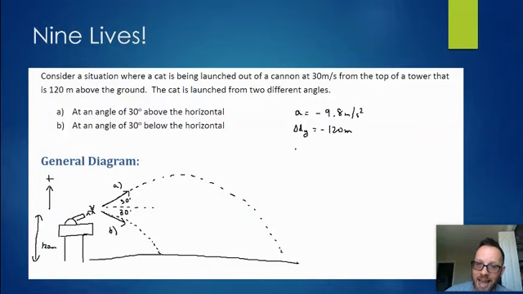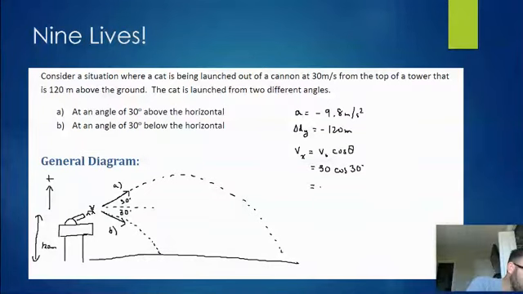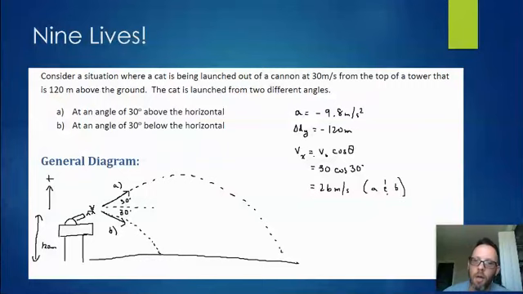For parts A and B, our Vx is going to be equal to V naught times the cosine of the angle. So that's 30 meters per second times the cosine of 30 degrees. If we just do 30 times cos 30, we get basically 26 meters per second. And again, that's for A and B. Let's just leave it at that for the initial setup, and that's going to be the same for each problem.